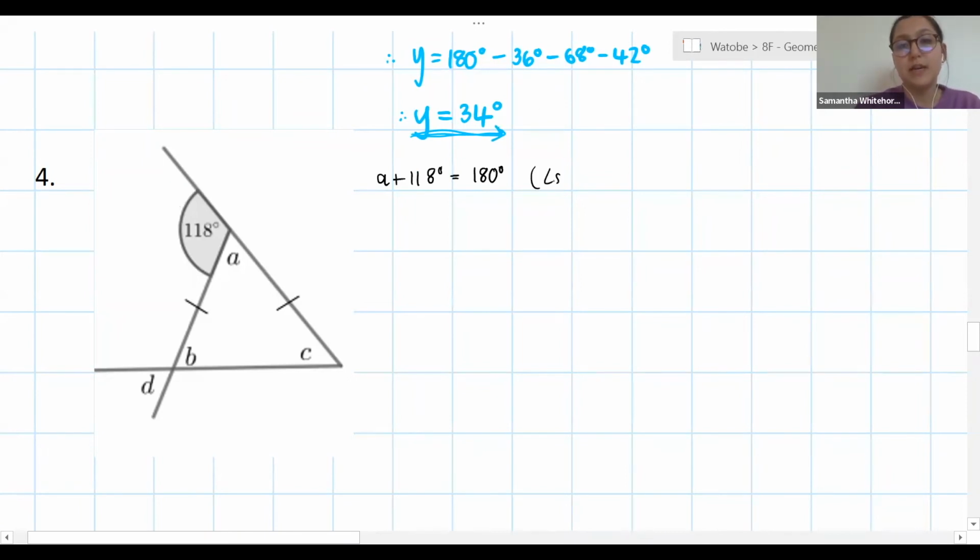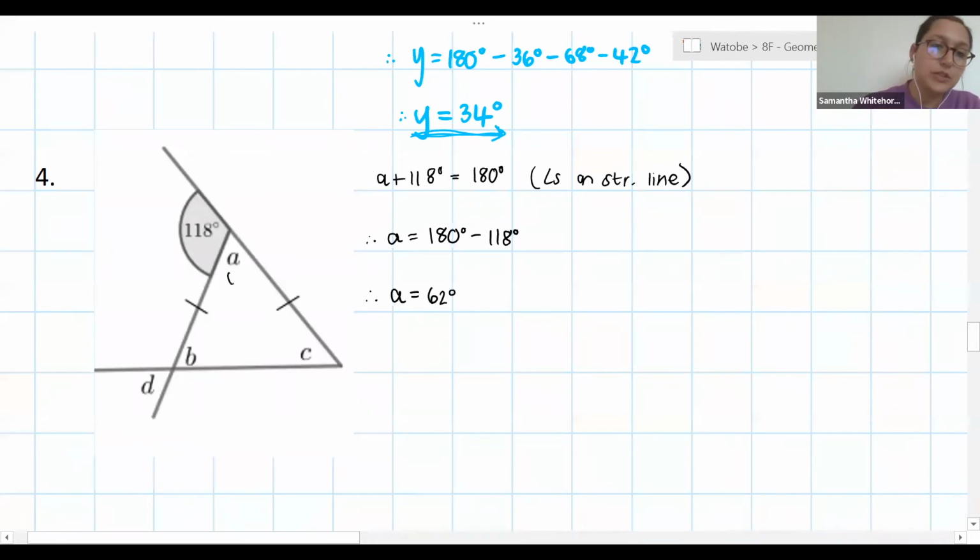So my reason: angles on a straight line. Remember, your reasons also might look a little bit different to mine because you learned them a bit differently. That's okay, as long as you're getting across that it's angles on a straight line. So we have A is equal to 180 minus 118 degrees because we're using our inverse operations. And so A is equal to 62 degrees. So now I know that this A up here is 62 degrees.